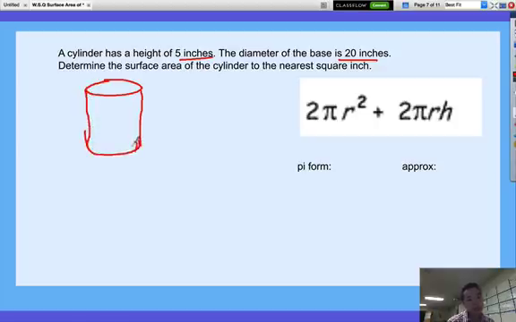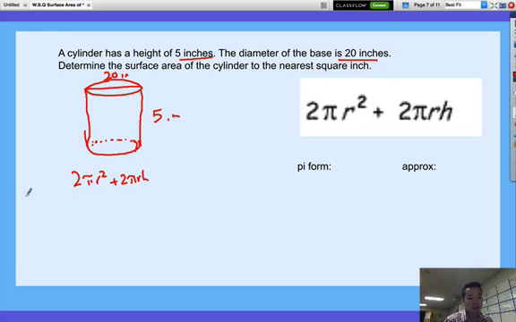And then it's going to look something like that. And I know that the height is 5 inches. And then there's the diameter of the base. Keyword: diameter of the base. That would mean the diameter of the circle, so it would be 20 inches. So step 1, write the formula down, which is 2 pi r squared plus 2 pi r h. And this one says find it to the nearest square inch. Okay, so we're going to determine the surface area of the cylinder to the nearest square inch.